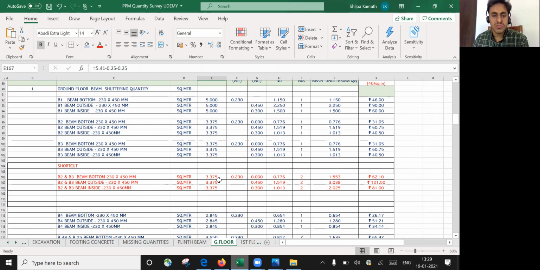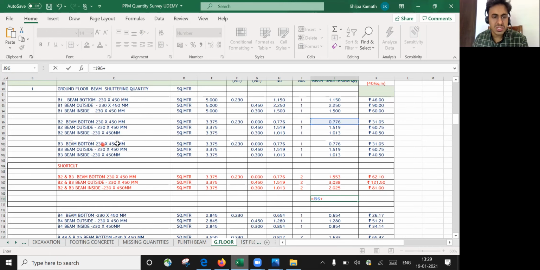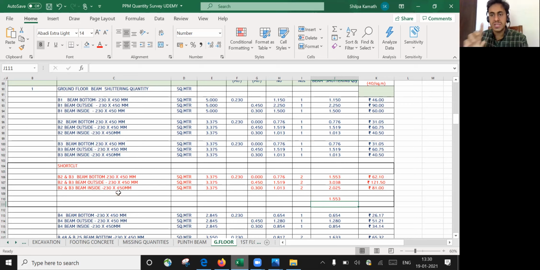If you want, we can try to do a small exercise here. I will try to verify that. See, I'll take beam bottom here. Here the beam bottom is 0.776 plus, here the B3 beam bottom is also 0.776. We'll try to add both. So it's coming 1.553. Also by multiplying this by 2, we are getting 1.553. That means we are right. You can even adopt this shortcut method. Instead of doing two separate things, you can take it as one unit.